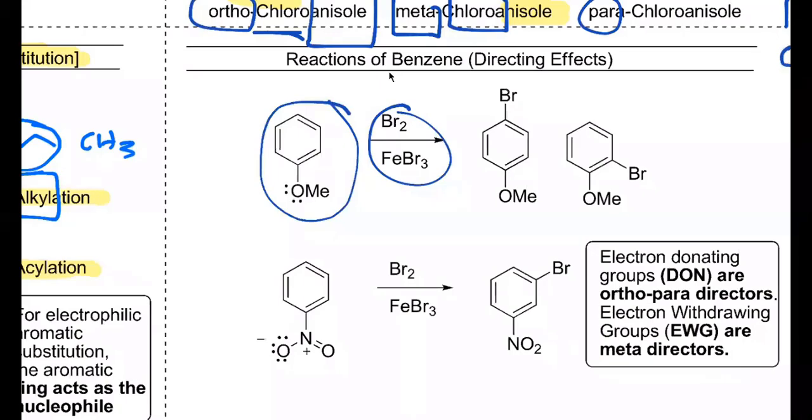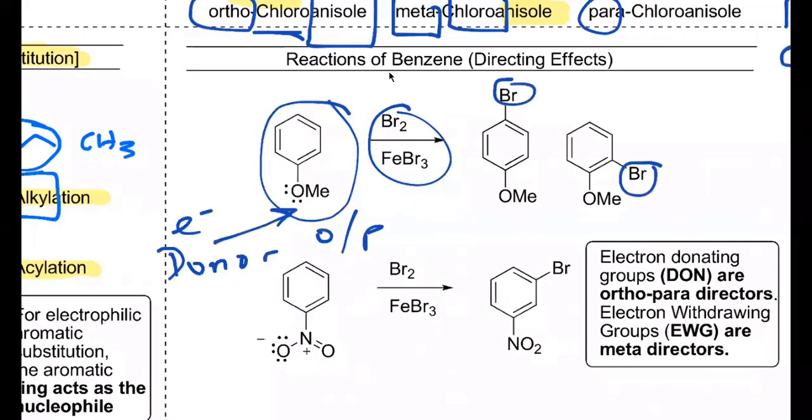It depends on what type of substituent it is, right? If it's a donor, like the methoxy group, it's an electron donor, then it's going to be an ortho para director. What that means is that whatever you're adding to the ring, it can only go to the ortho position or the para position. It can't go into any other position. All right, so those are electron donors. An example of a donor would be something that has lone pairs like this oxygen.